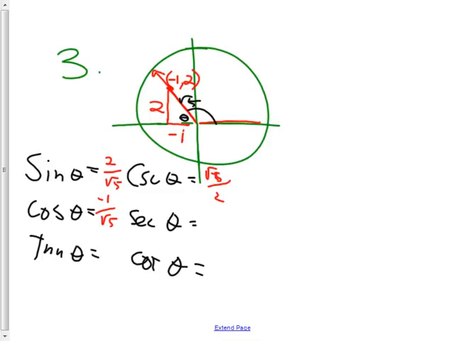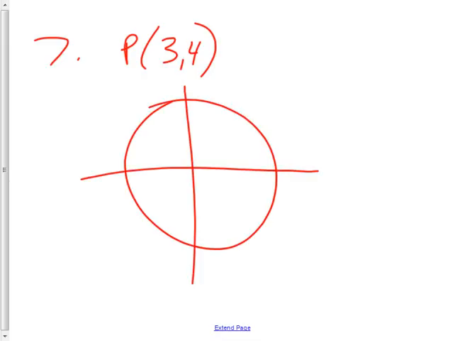Next kind of problem is like number 7. Everybody skip to number 7, please. And they just give you a point, 3, 4. This means the point is 3, 4. Can you picture, using the circle, where that would be? Over 3, up 4. It's like that. That spot right there, 3, 4.